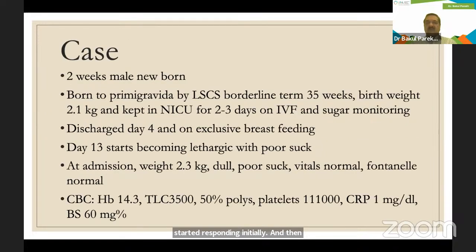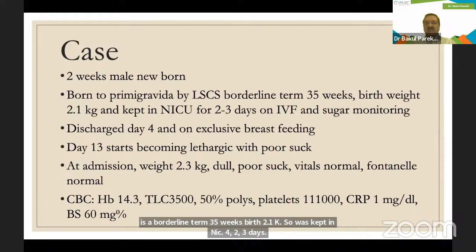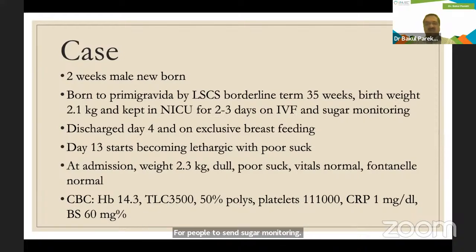A 2-week-old male newborn born to a primigravida, a borderline term at 35 weeks, birth weight was 2.1 kg. He was kept in the NICU for 2 to 3 days on IV fluids and sugar monitoring, but was discharged on day 4 because the child was exclusively breastfed and fine. On day 13, the child became lethargic with poor sucking at home. So he was brought back, where weight is 2.3 kg, dull, poor suck.